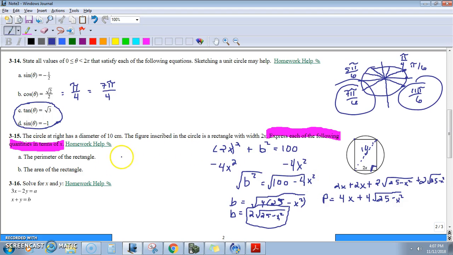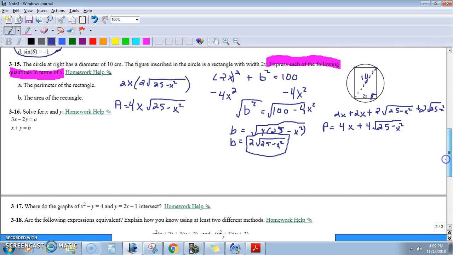And then my area would just be 2x times 2 times root 25 minus x squared, which is just 4x root 25 minus x squared. All right, what's up next?